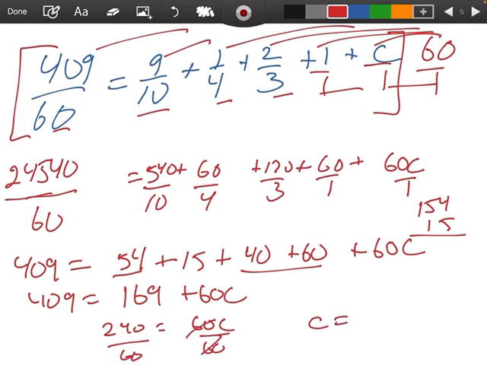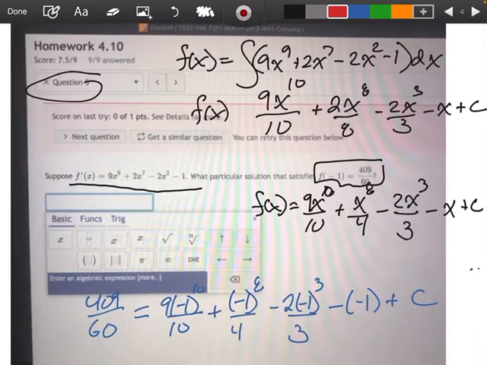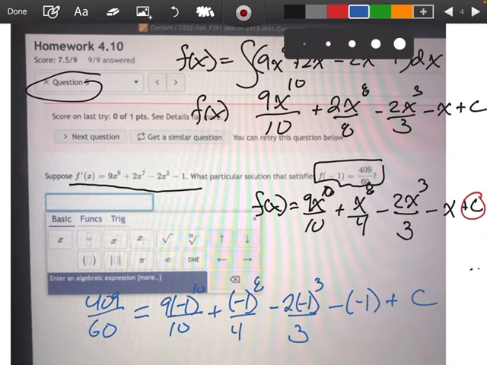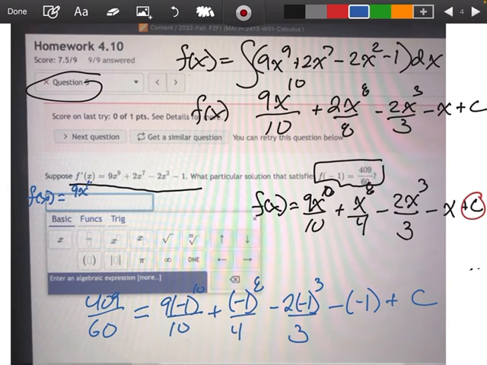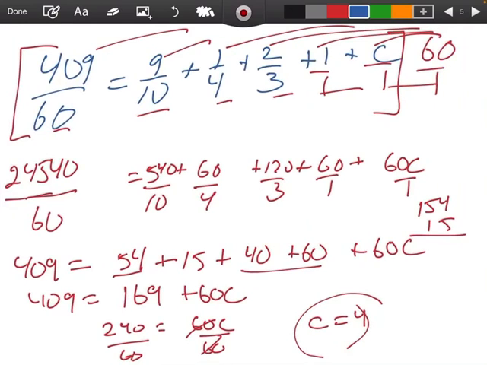Okay, so guys, all I'm going to do now is this number is now the number 4. So look, here's my function f of x. f of x, 9x to the 10th over 10, plus x to the 8th over 4, minus 2x to the 3rd over 3, minus x, and what do we get for c? Positive 4. That's a minus x plus 4.